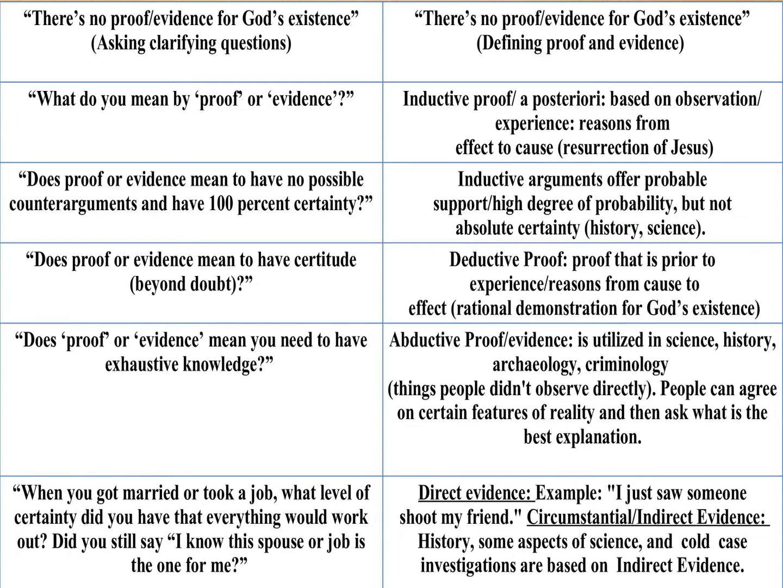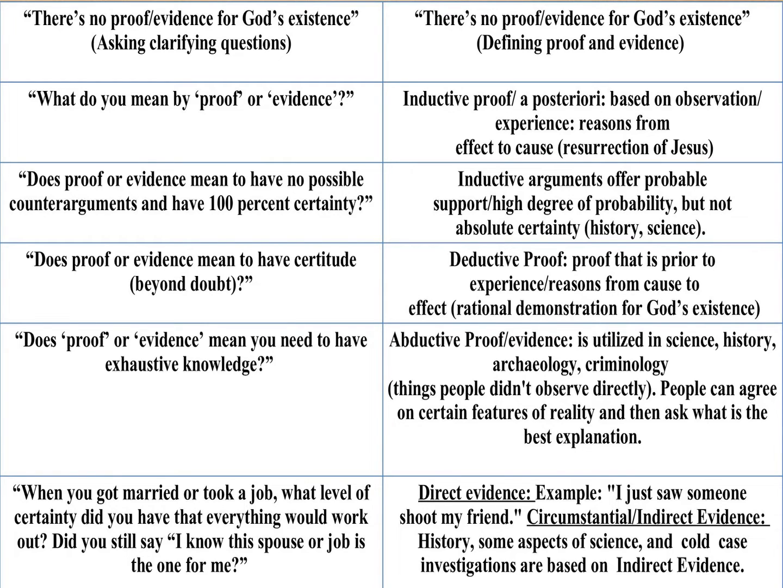And then on the right side here, we talk a little bit again about what induction is and deduction and abduction. But remember on the bottom right here, we talk about direct evidence and circumstantial or indirect evidence. There's really two kinds of evidence: direct and indirect. Many things in history and science, of course, are indirect because we weren't there to observe them directly. We didn't experience the Big Bang. We didn't see how life got started.